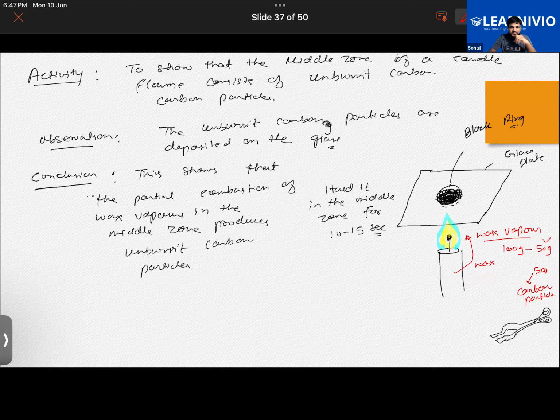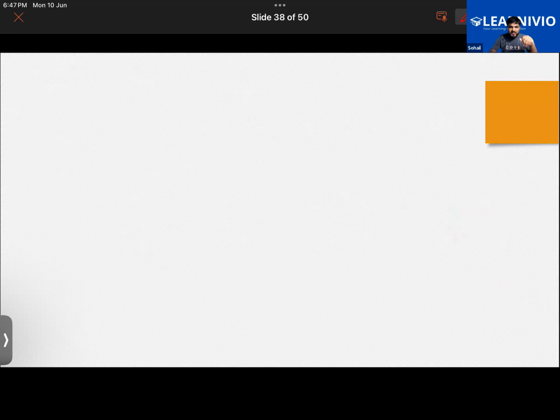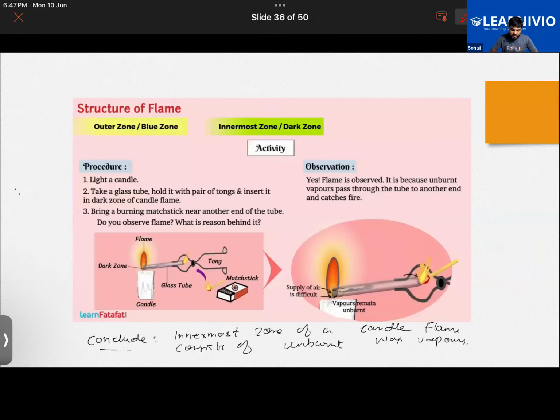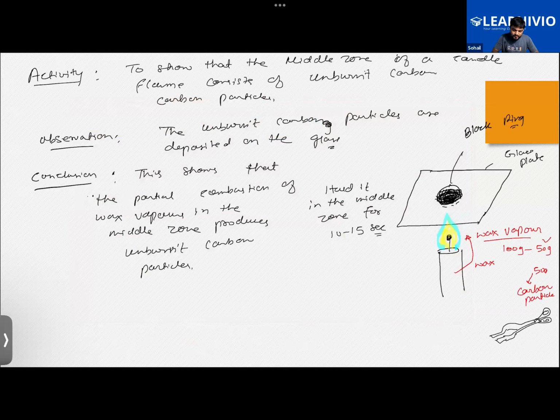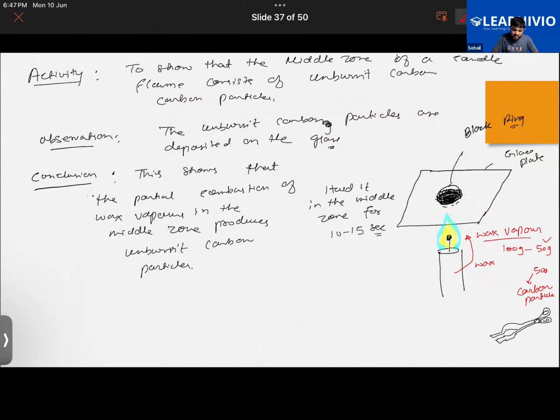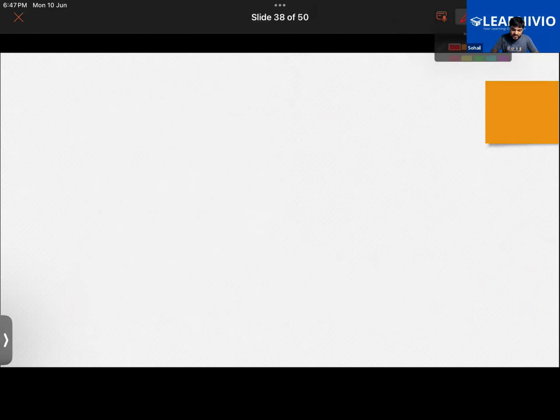Yes, sir. So this was the activity. Then you have one more activity to understand. So far, we learned about the innermost zone and the middle zone. What about the outermost zone? We know that the outermost zone is hottest now, but how do you prove that?